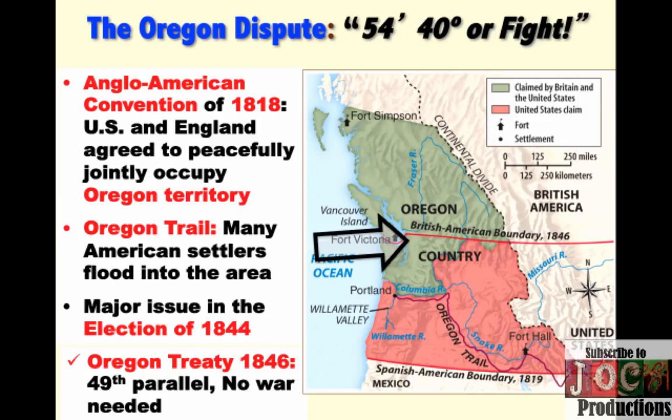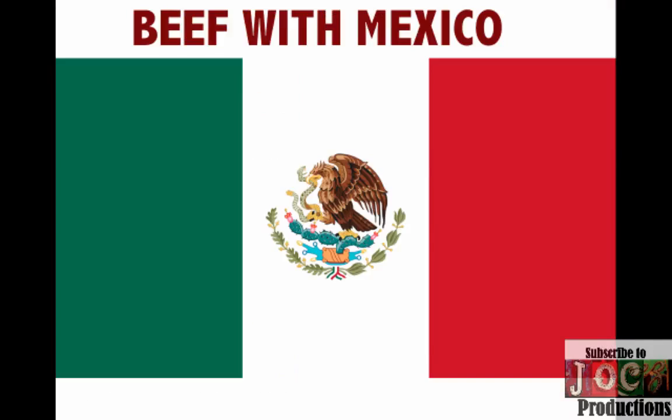Well, there is no fight. There is no 54-40 because under the Oregon Treaty of 1846, England agrees to give up its claim to that territory, and the boundary between the United States and Canada will be the 49th parallel you see on the map. Now, England does agree to do this because partly they are guaranteed fishing rights in Vancouver Island. So there is a peaceful resolution to this dispute.